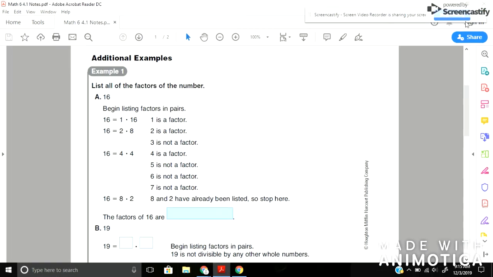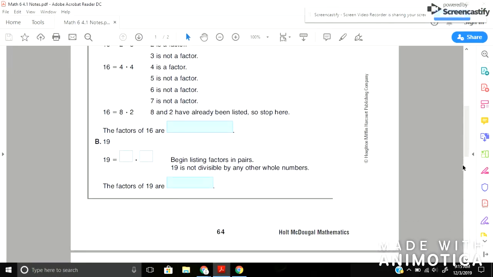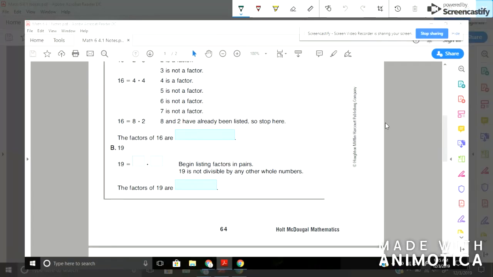Let's do letter B, where it asks us to find the factors of 19. Okay. Well, start with 1 and itself. So 1 times 19. How about 2? No, it's not even. 3? No. 4? No. You could keep going, and you're not going to find any numbers in between 1 and 19 that multiply to get to 19, because 19 is not divisible by any other whole number. So the factors of 19 are only 1 and 19.